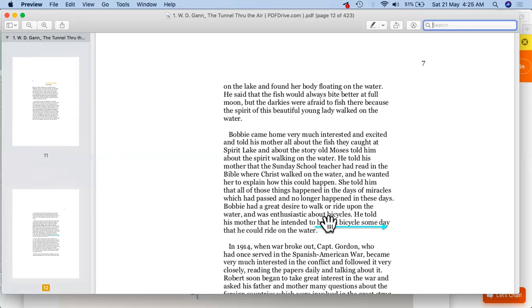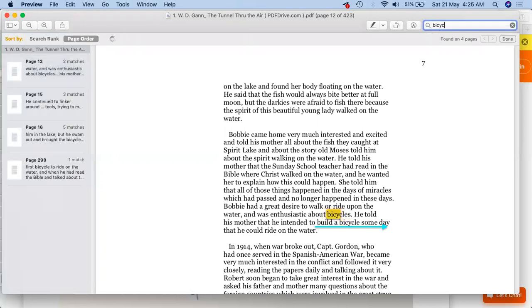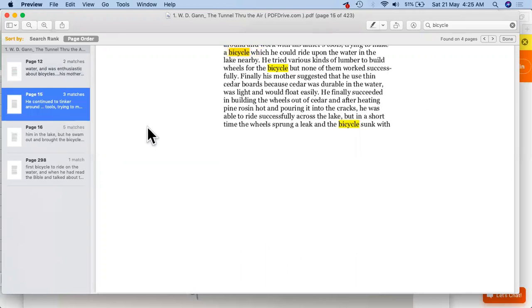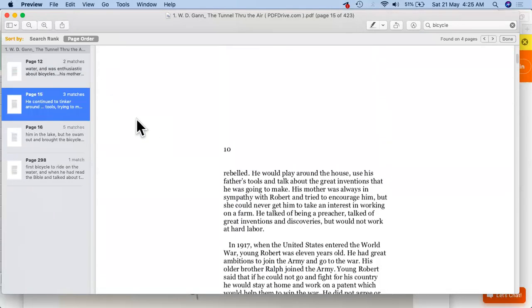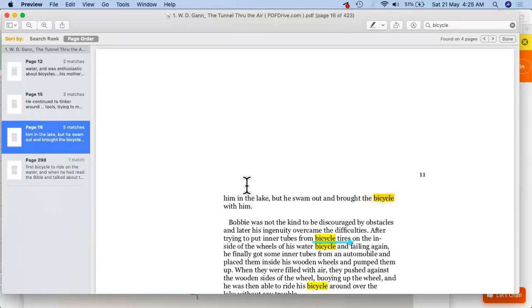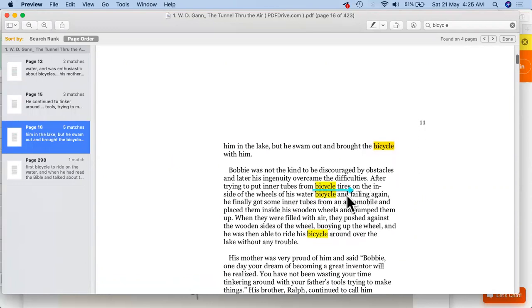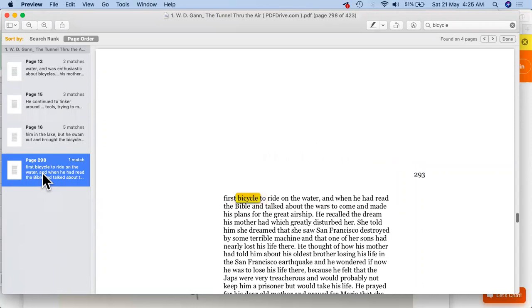So bicycle comes to us on the first part. So first time it has come on page number 7, second time on page number 10, then 16. 16 is page number 11 over here. Bicycle tires, again about the same things which are there. And then we come to page number 293. So let's do our same things that we have been doing previously.